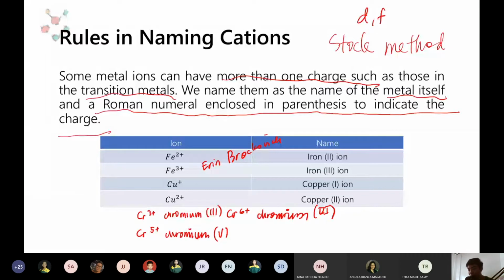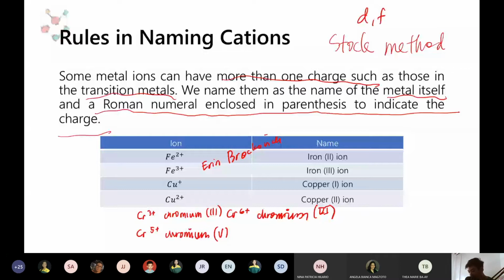Tignan nyo kung nasan yung metal mo, kung nasa S, nasa P, nasa D, nasa F, kasi magkakaiba yung rules for that. Okay, so that's the second rule. So proceed tayo with the third rule.